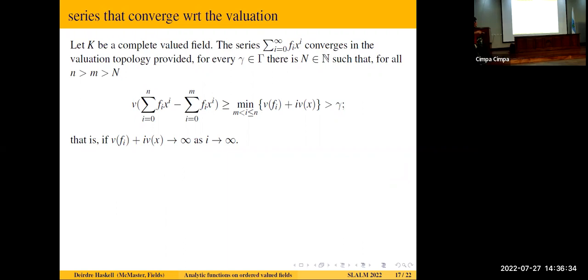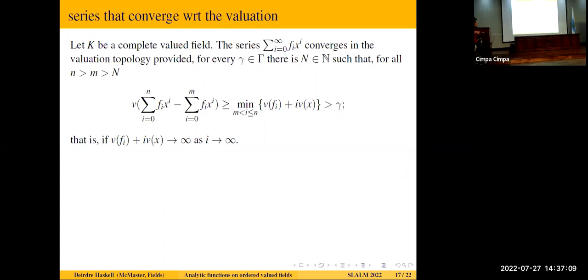So let's fix a complete value field, and we take a power series and think about what it means to converge. Of course, that should mean that the sequence of partial sums is a Cauchy sequence in the standard way. So to be a Cauchy sequence, that means if I take the difference of partial sums, then that should be getting smaller, remembering that getting smaller in the valuation means getting larger, so getting close to zero. And this getting close to zero means that it should be getting bigger than gamma.